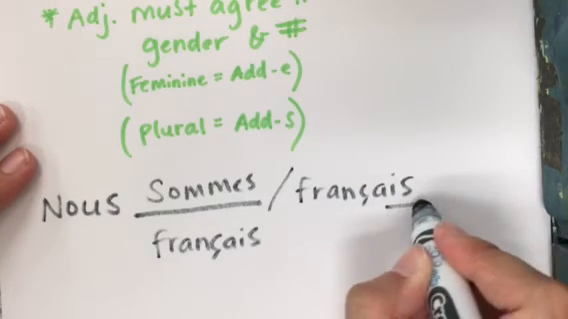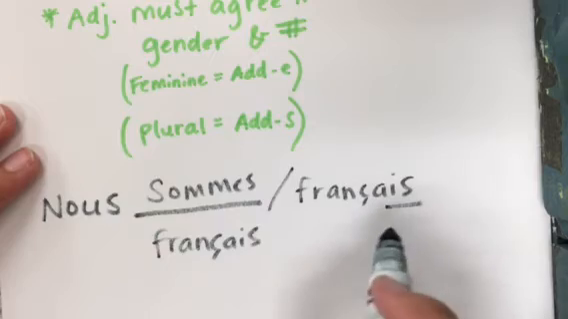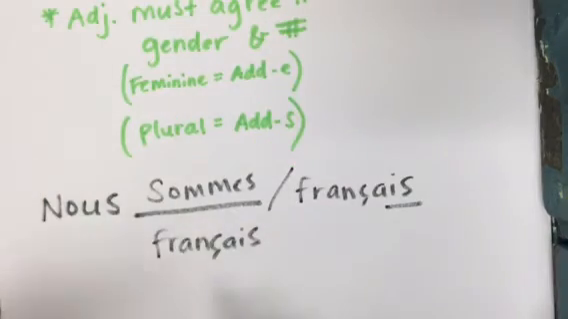Now, it already has an S at the end, so I'm not going to double the S because that's weird. And I'm not going to add an E because we don't know that we are is talking about girls. So I leave it exactly the same, and that's it. Okay? Let's do one more because this video is getting long.